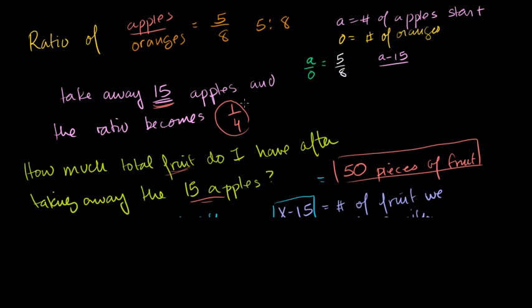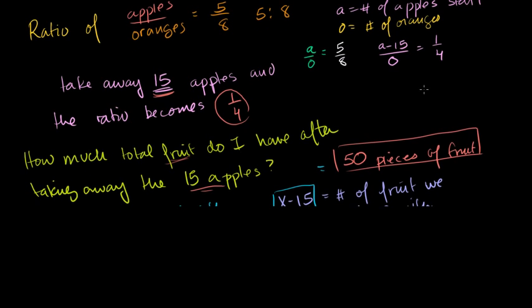And they tell us that the ratio of apples to oranges becomes 1 to 4. So A minus 15, which is the number of apples we start with minus 15, the ratio of that to oranges is equal to 1 over 4. And let's see if we can solve these two equations. I have two equations here, and I have two unknowns. Let's see what we can do here.